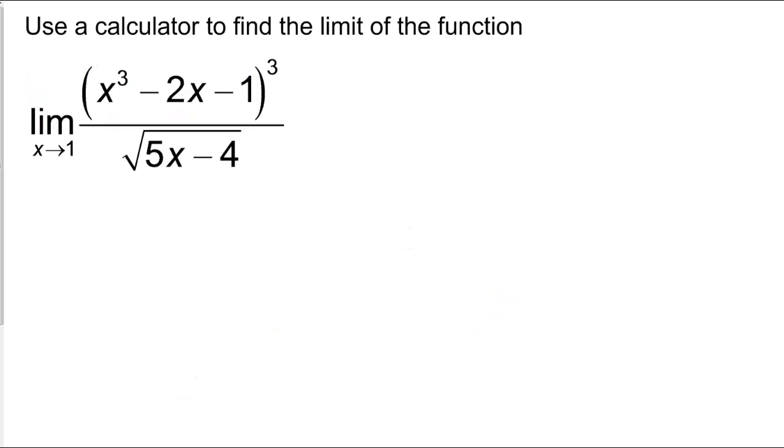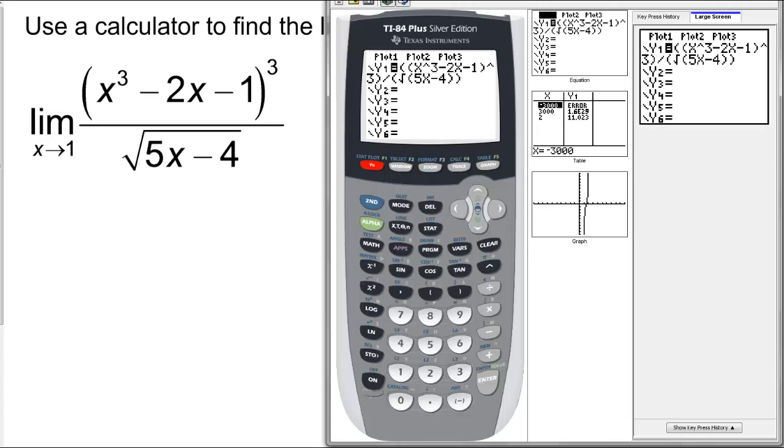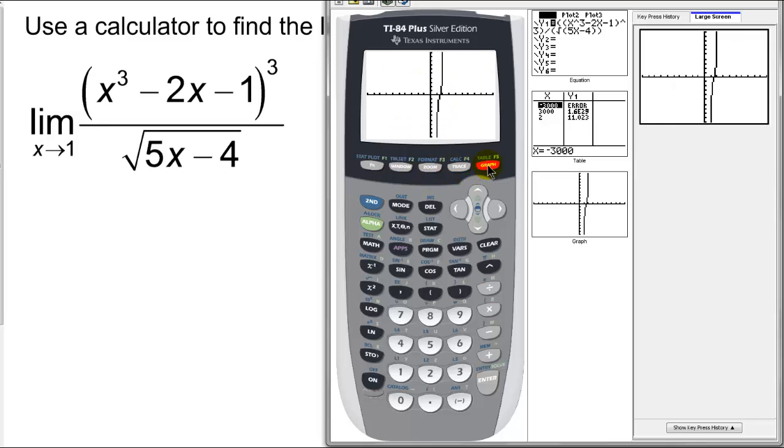Now we're going to actually use a calculator to find the limit of the function. So you'll see what I've done is I've plugged the function into the calculator, making sure I have my entire numerator in parentheses as well as my entire denominator in parentheses, and then I'd go ahead and graph it. And you'll see here that as I get close to 1 from one side and I get close to 1 from another side, it's going to be really hard to tell what my value is.